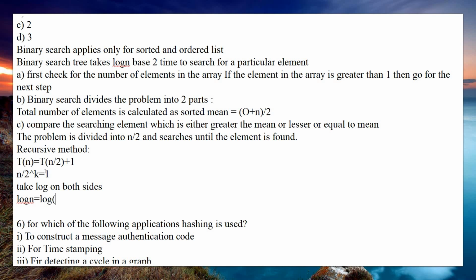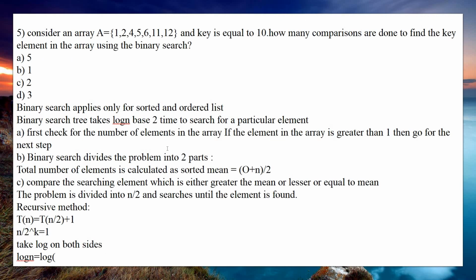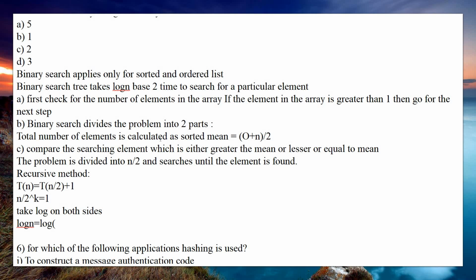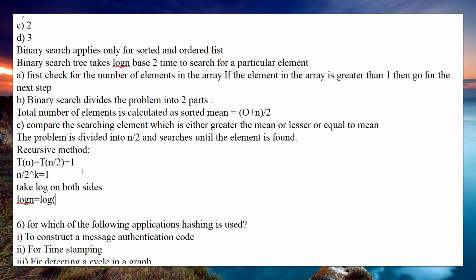So here we have considered T of n is equal to T of n divided by 2 plus 1, that is, you are going to divide each problem into two parts. Then n divided by 2 raised to k, where k is a key element, is equal to 1. So it will be log base 2 time to search for a particular element. Then taking log on both the sides, log n is equal to log of 2 raised to k.